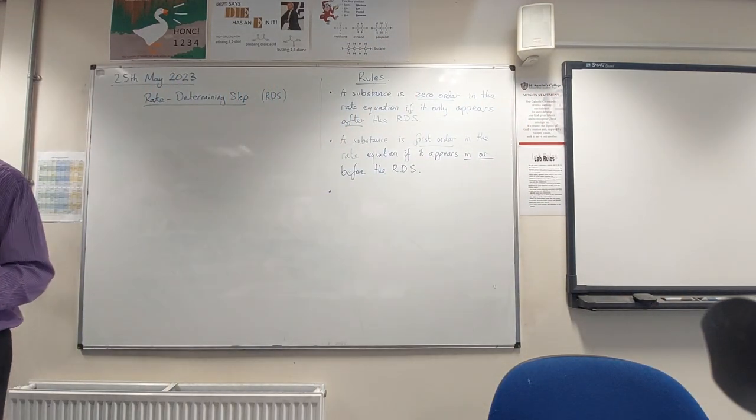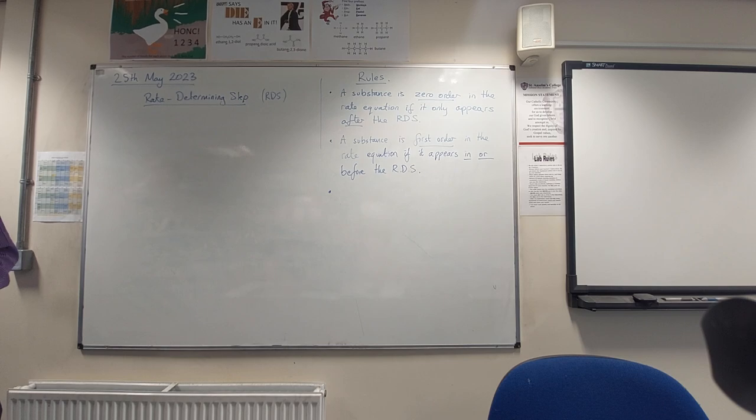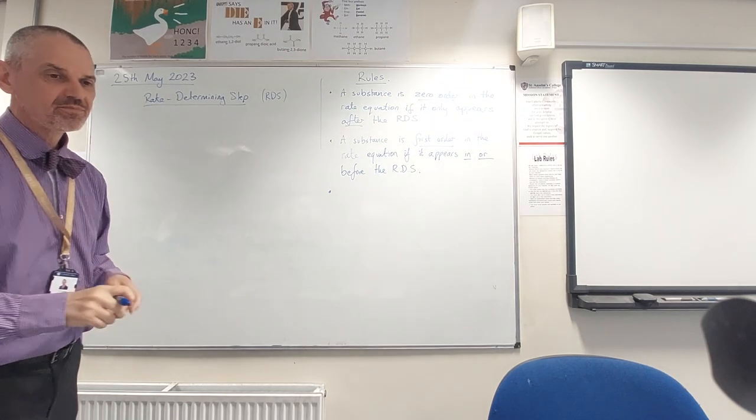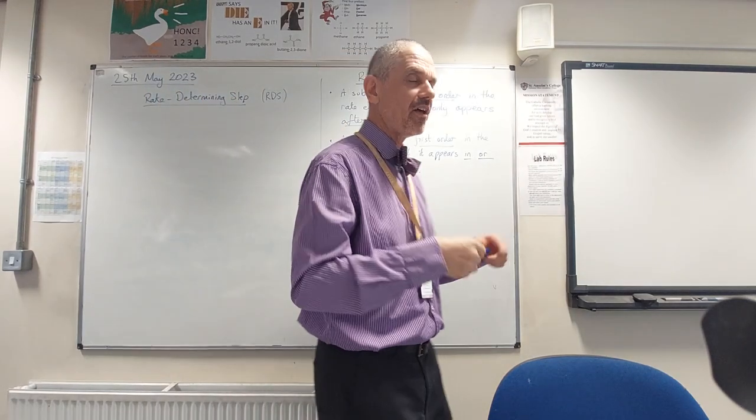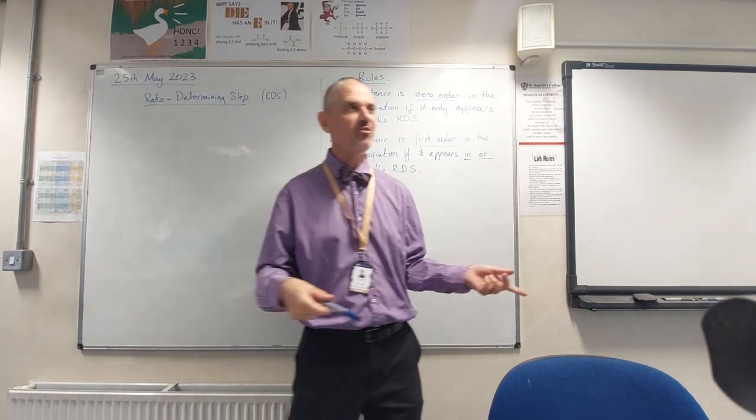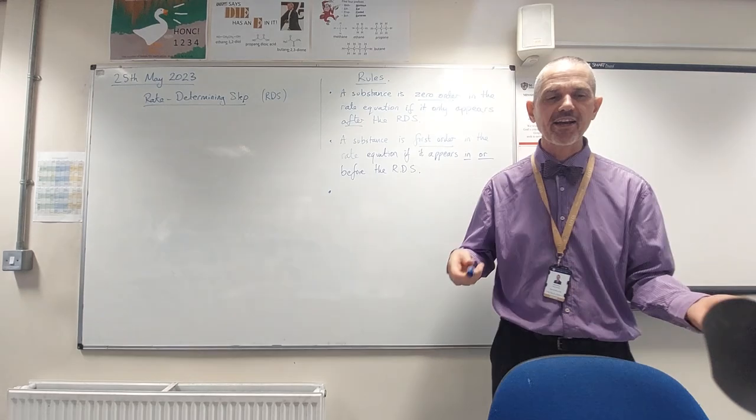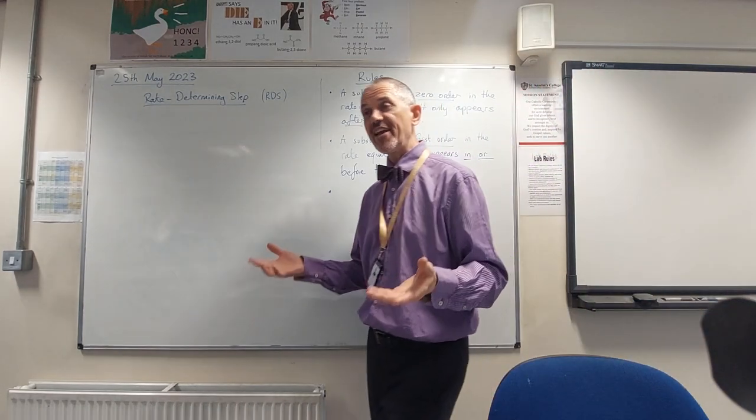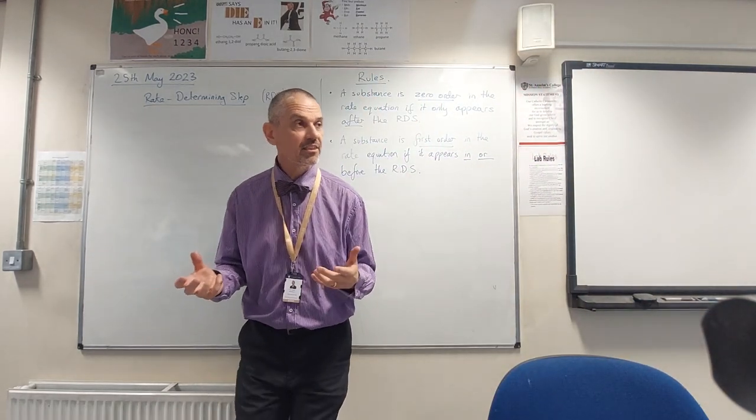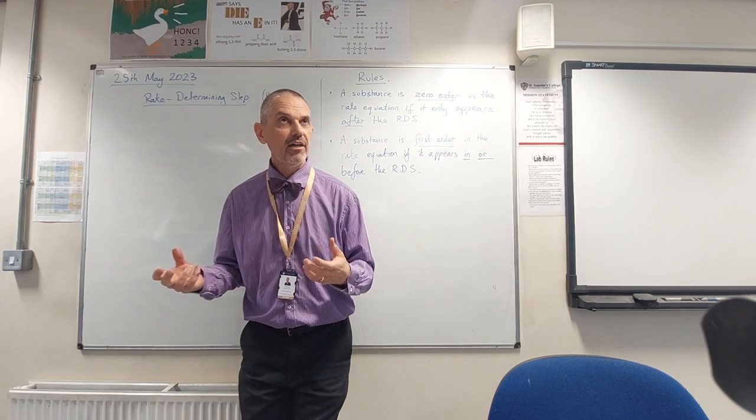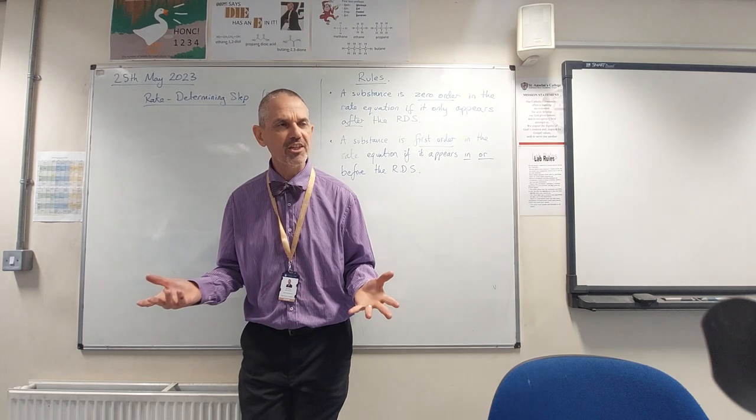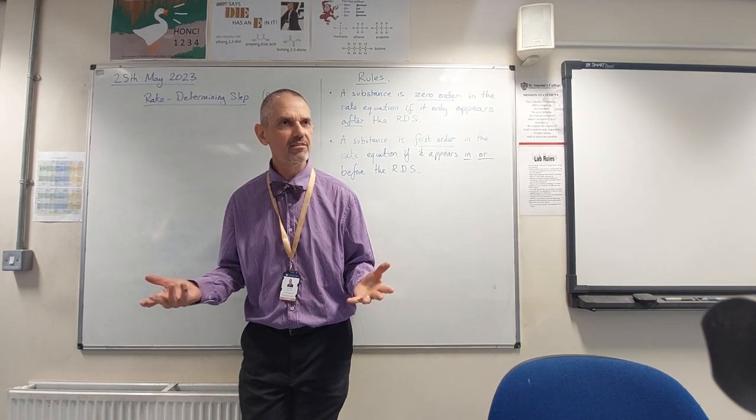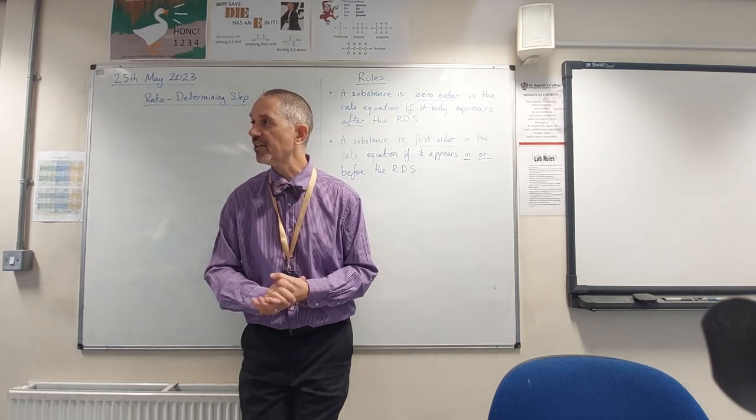Yeah. Logic tells us there must be another part to this. So, what I should say is, the order in which we would do this is kind of the other way around. You get a reaction, and you don't know the rate equation for that reaction. The only way to work out the rate equation for a reaction is, how do we work out the rate equation?